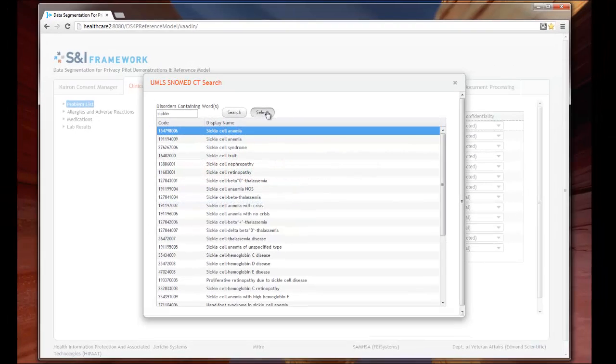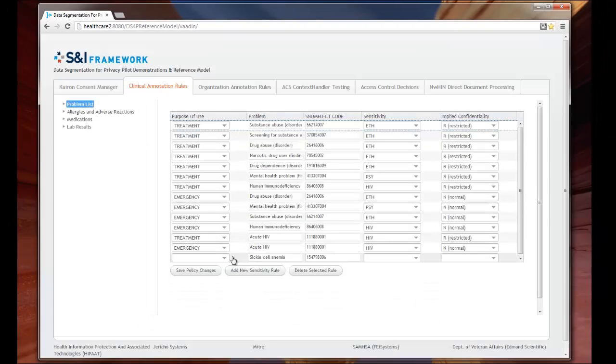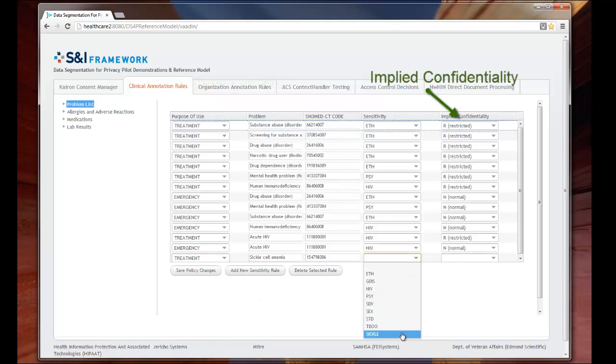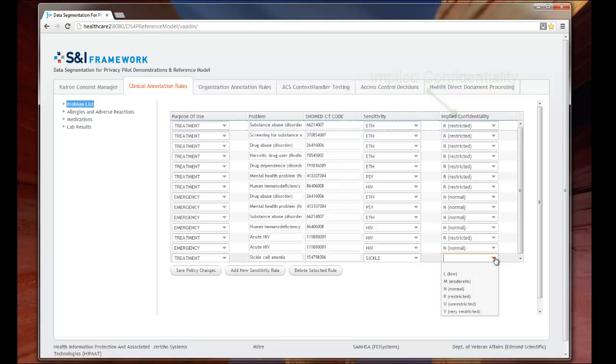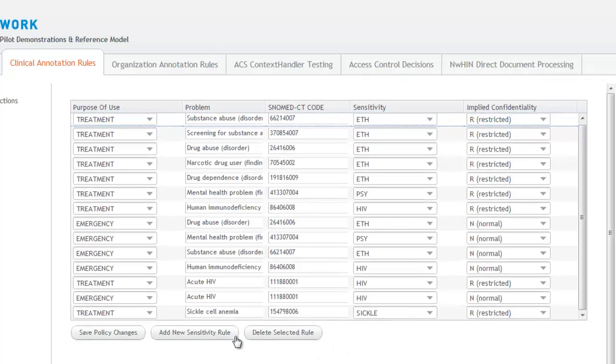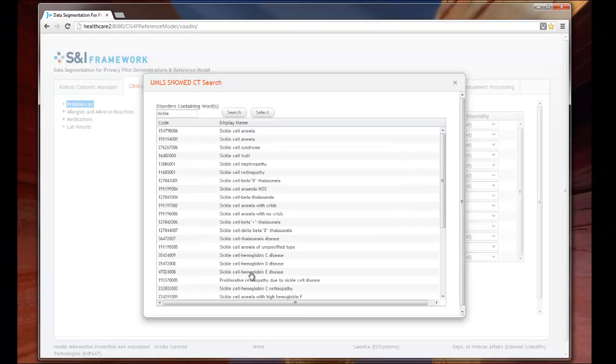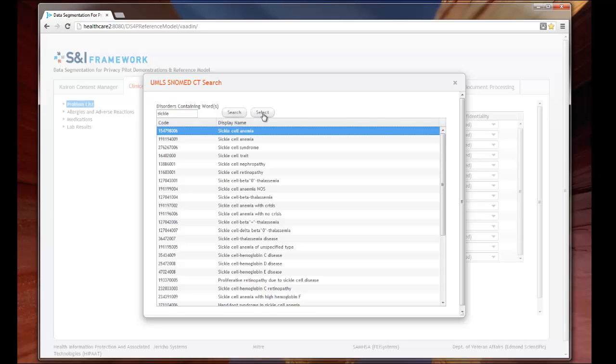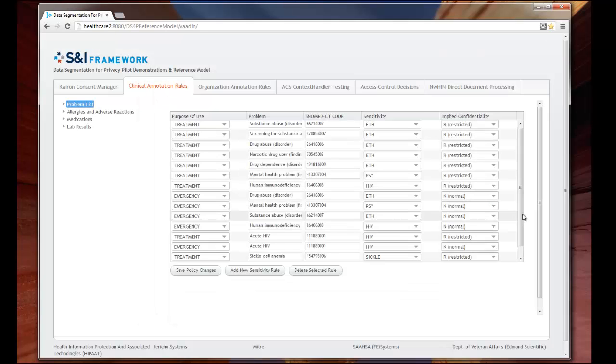As a result of Phase 1 pilot demonstrations, it should be noted that the coupling of purpose of use and implied confidentiality to the clinical fact will be moved under the organizational policy in Phase 2. Additionally, there is a movement to utilize SNOMED CT concepts as opposed to codes related to specific findings.